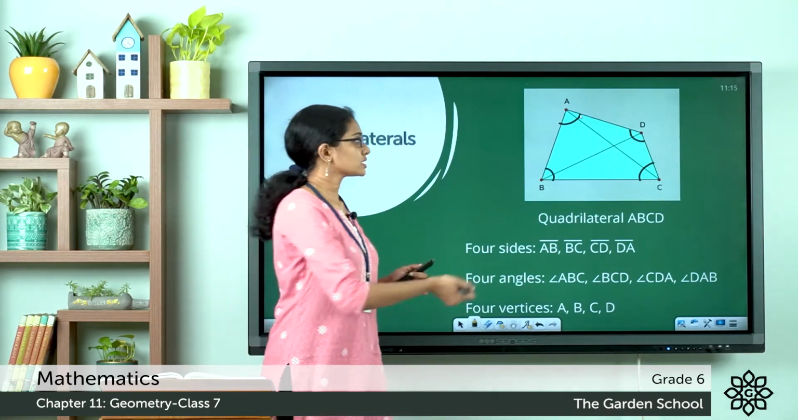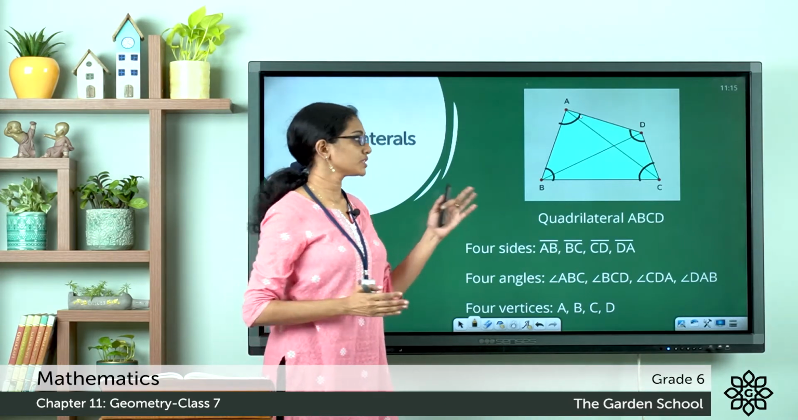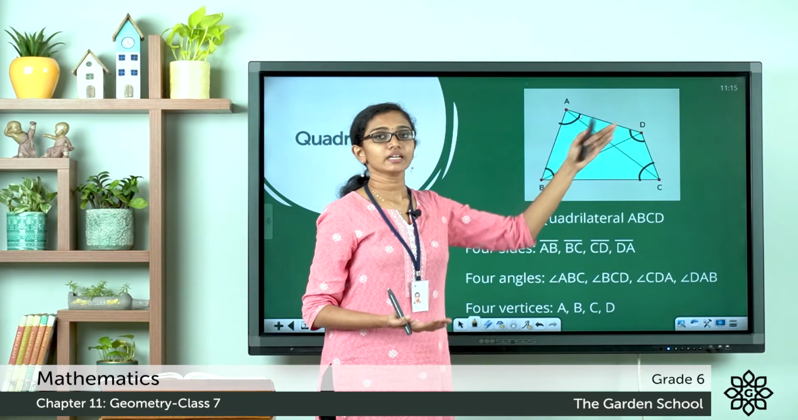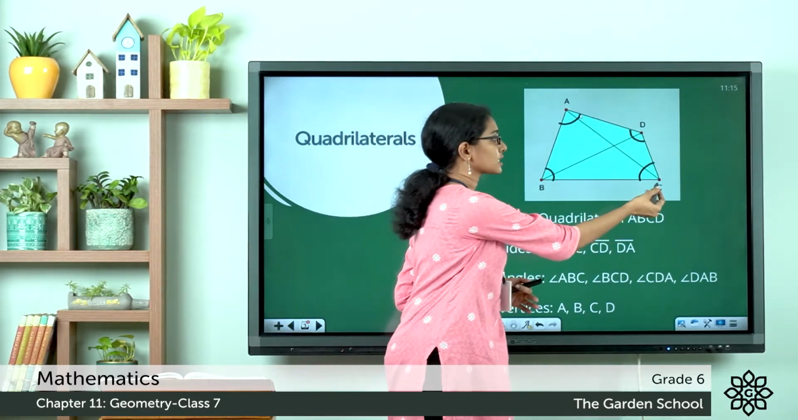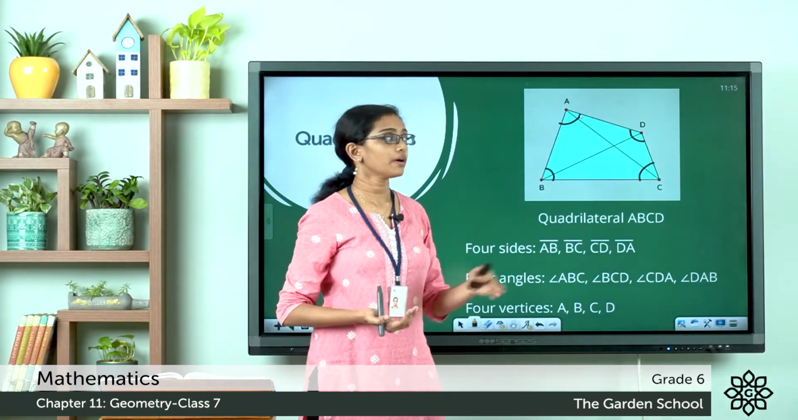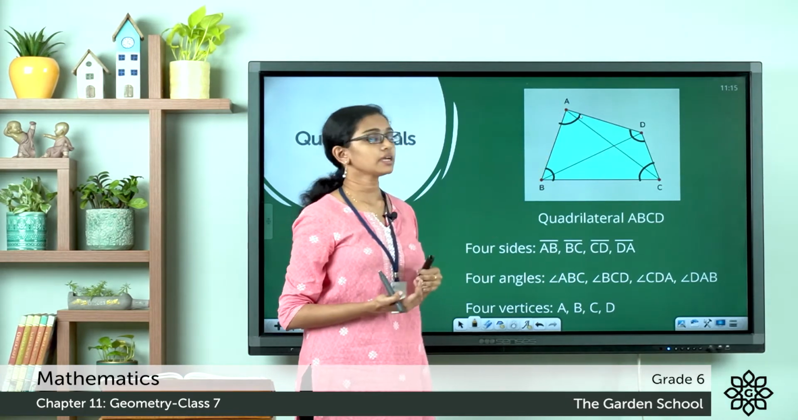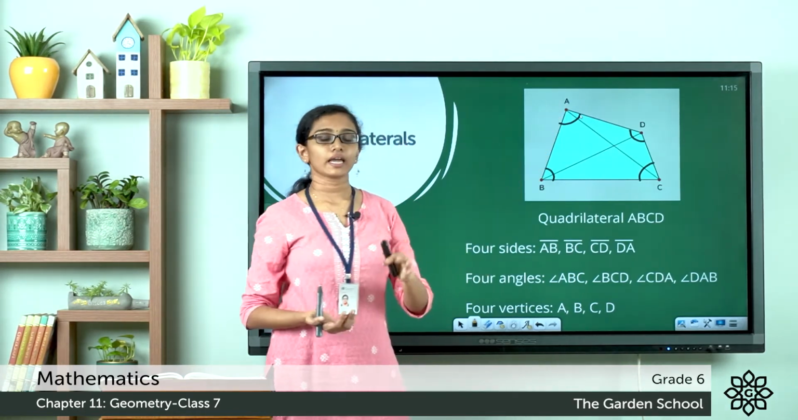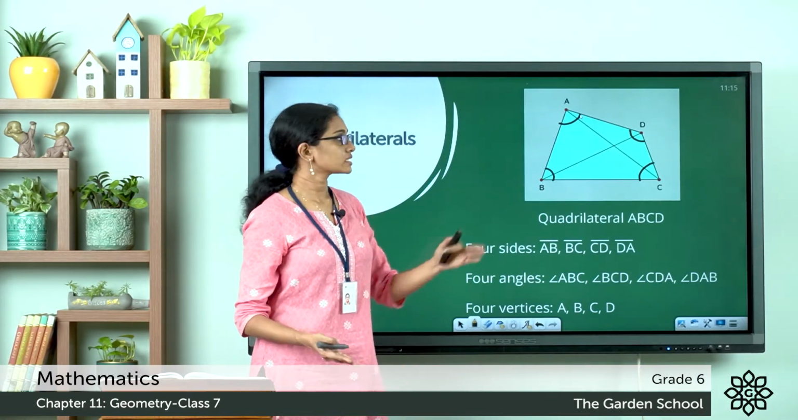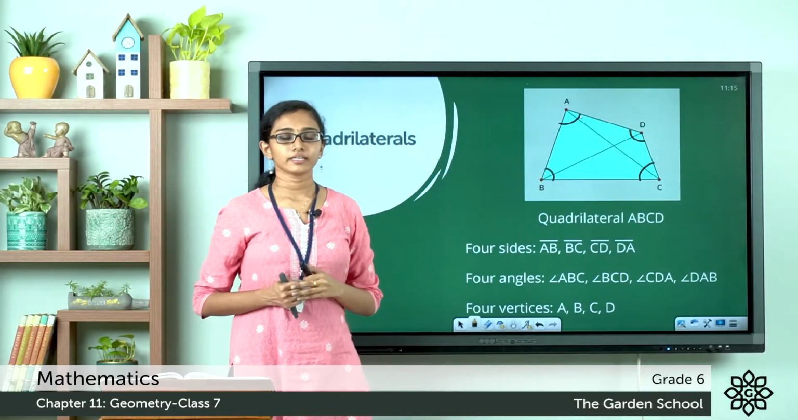Now, you see this side AB and side BC has a common point, which is vertex B. Now the side BC and side CD have a common point, which is vertex C. The side CD and side DA has a common point, the vertex D. Now the side DA and side AB has a common point, which is vertex A. So these are the four vertices of the quadrilateral. So which are the four vertices? Vertex A, vertex B, vertex C and vertex D.